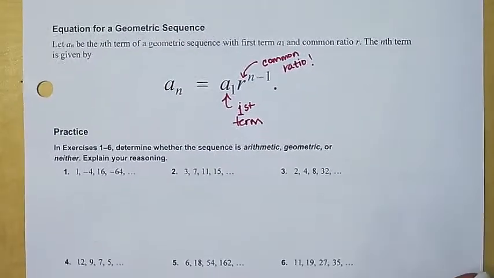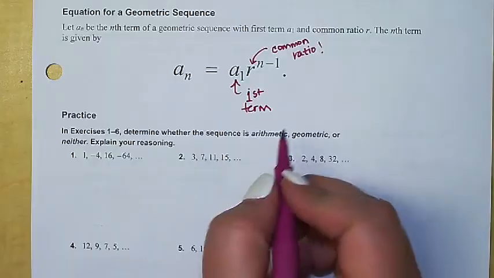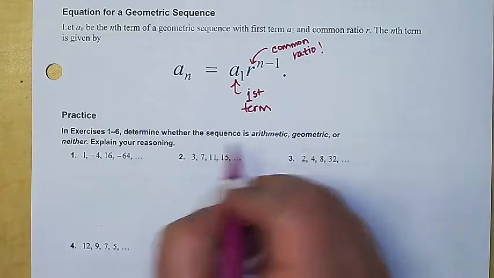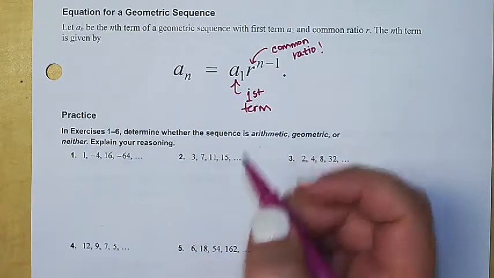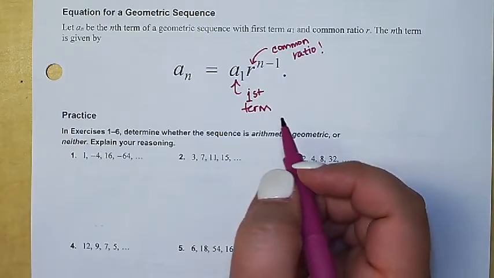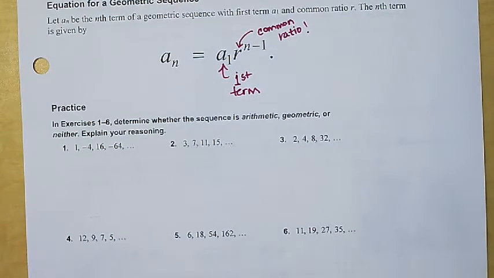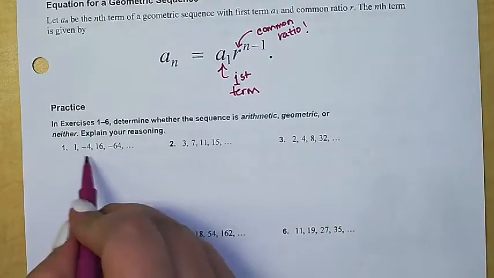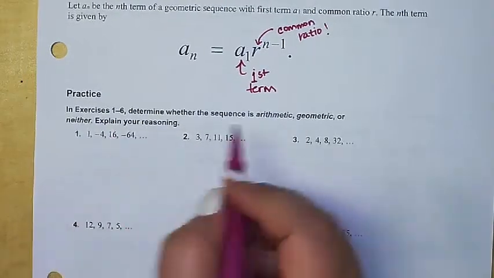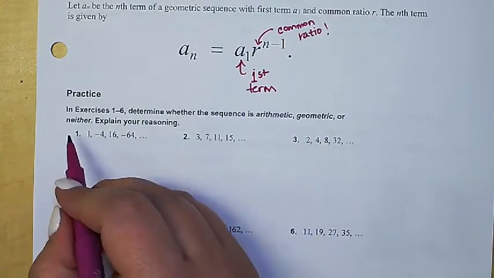Let's go ahead and practice both identifying whether it's geometric compared to arithmetic or maybe something else, and also how to generate the equations and so forth. So we'll do several of these. Let's start with number 1. So we have a sequence here, obviously, like I said, an ordered list of numbers. We want to know if it is arithmetic, geometric, or neither.